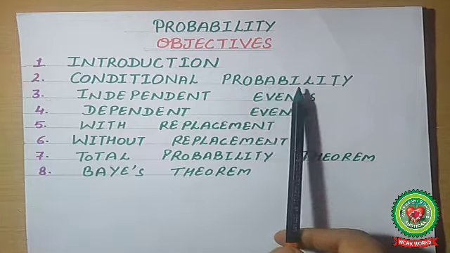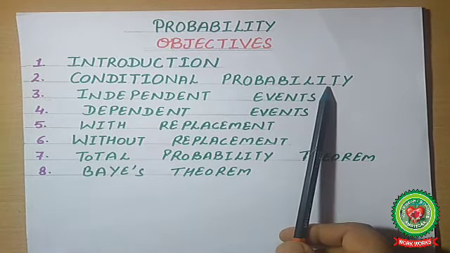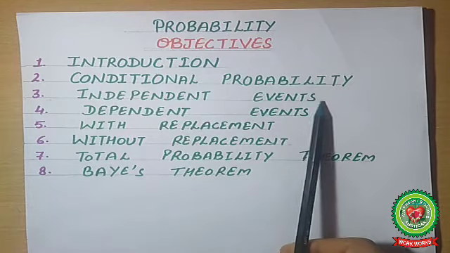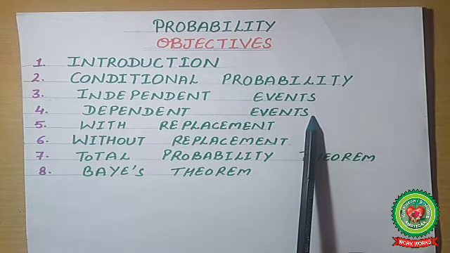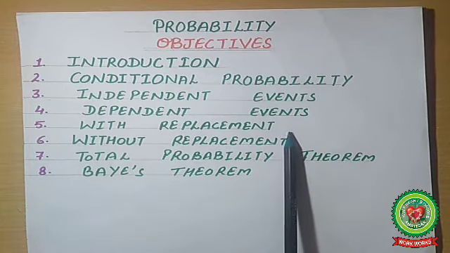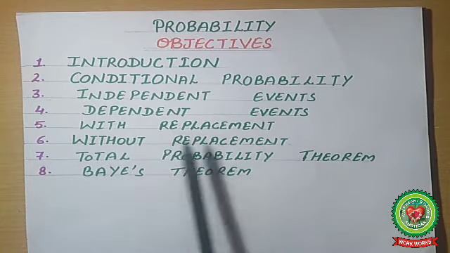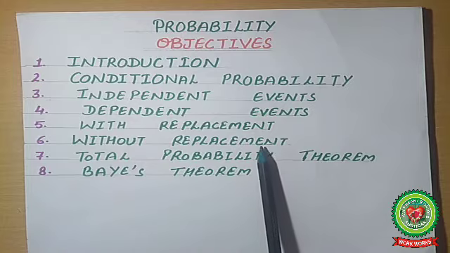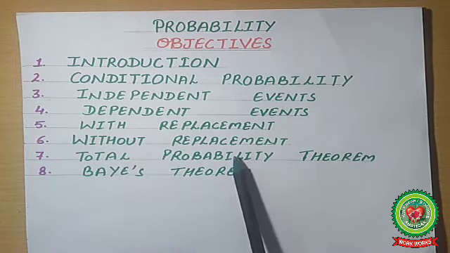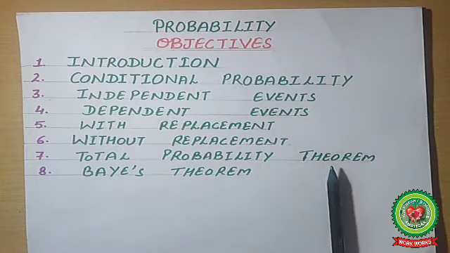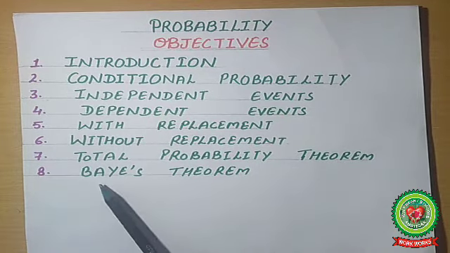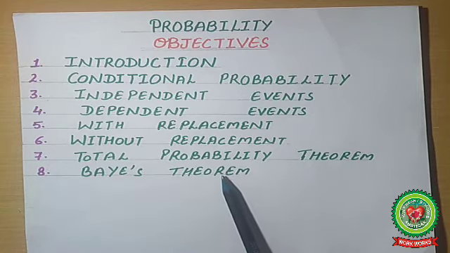Then we have learned the concept of conditional probability. Then we have learned the difference between independent events and dependent events. Then we have done problems based on with replacement and without replacement. Then we have done the total probability theorem. Now, in continuation with this theorem, today we will do one more theorem, that is the Bayes theorem.